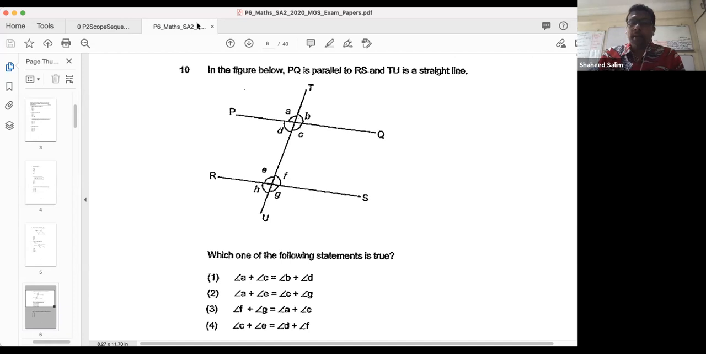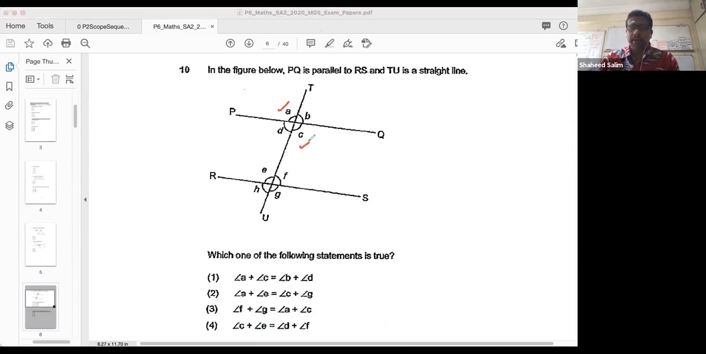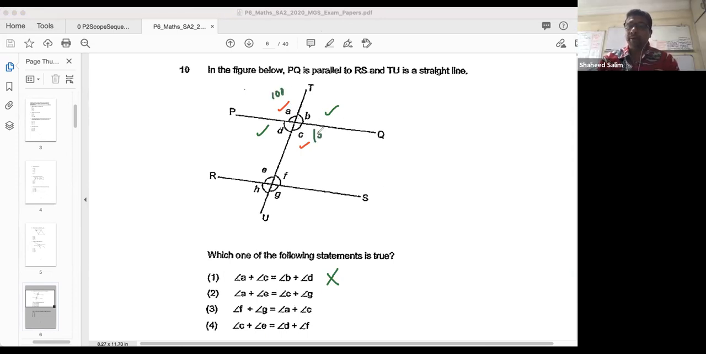Okay, so now we go one by one. We have to see whether they are true. They say A plus this is equal to B plus this. Is it true? We know that A and C are equal, but we do not know what B and D are, so we cannot say they are equal. What we can say is A equals C, B equals D. But if this one is 100, this one must be 80, so it doesn't mean they are the same. That's why we put a cross there.